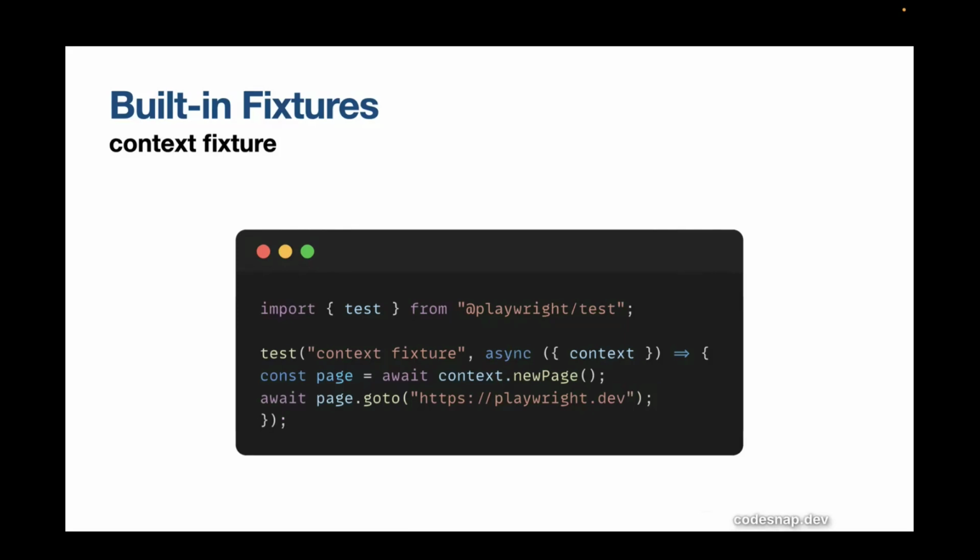Next, let's understand the context fixture. In this example, the Playwright's context fixture is used, so there is no need to create a browser context manually. By adding a new variable for page and using context.newPage, we can create a new page instance and then use the page instance to navigate to the website and perform other interactions with the browser.